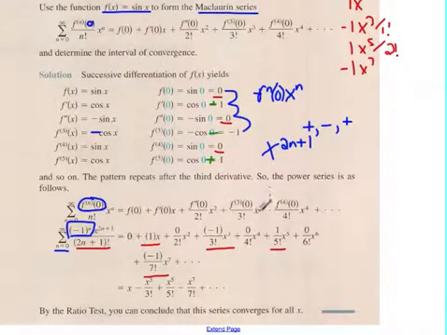And then it says by the ratio test you can conclude that this series is convergent for all x, so I guess we'd have to apply the ratio test. We're not going to do that on this one. Okay, I hope you found this useful.